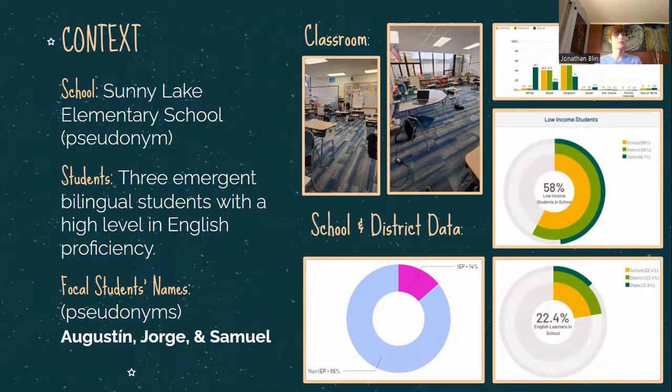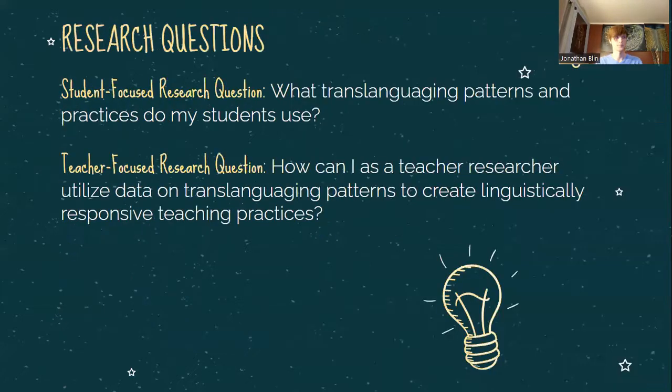Okay. My specific research focuses on 3 emergent bilingual students. We do guided reading sessions together, we do these stations together, and they all have a high level of proficiency in English. The names I'll be using for them are Agustin, Jorge, and Samuel.